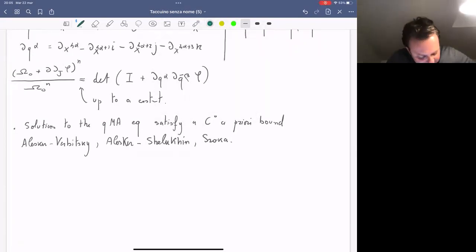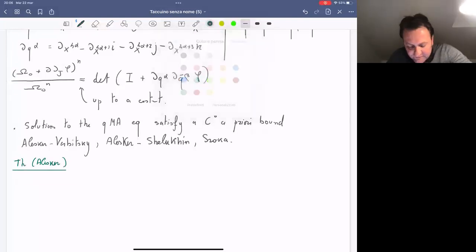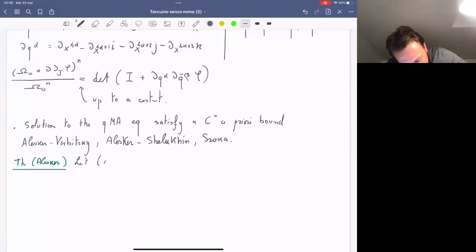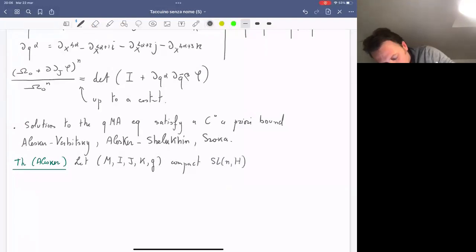And one big step is a theorem of Alesker, where the conjecture is proved by considering some extra very strong assumptions. The theorem is the following. Let (I, J, K, g) be a compact SL(n,H) HKT manifold. So these are the assumptions of the conjecture.